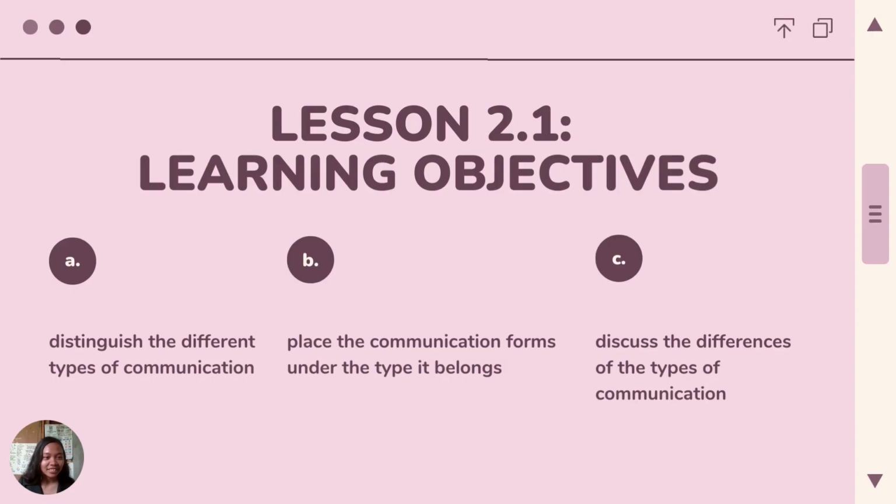And now we are in lesson 2. Lesson 2.1 Learning Objectives. So, what are these? You are going to distinguish the different types of communication, place the communication forms under the type it belongs, and discuss the differences of the types of communications. Are you ready?